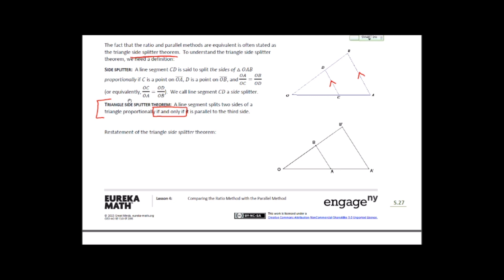One is, if a line segment splits two sides of a triangle proportionally, then it is parallel to the third side, which we proved. We can also say within this if and only if that if a line segment is parallel to the third side, then it splits two sides of a triangle proportionally. And we proved both of those earlier in that proof. So those two ideas are both combined in this phrase, if and only if.